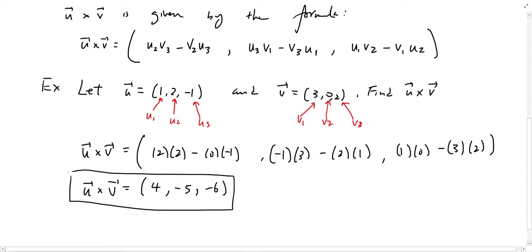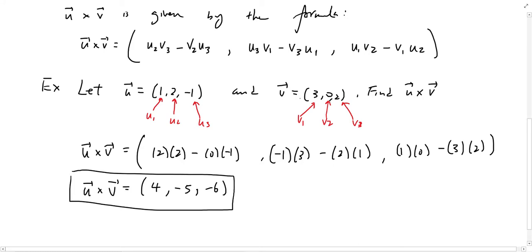Now, of course, the big question: what's the significance of this vector 4, negative 5, negative 6? So the idea of the cross product is that this vector that we have should be perpendicular to both u and v at the same time. And that's a very unique vector that will do that. Okay, u cross v is the only direction vector that will actually be perpendicular to both u and v, other than obviously multiples of itself, because those will point in the same direction. So this direction u cross v is the unique direction that's perpendicular to both u and v.